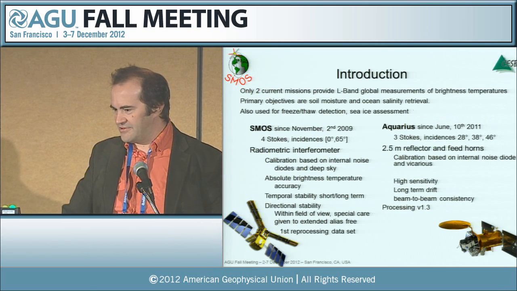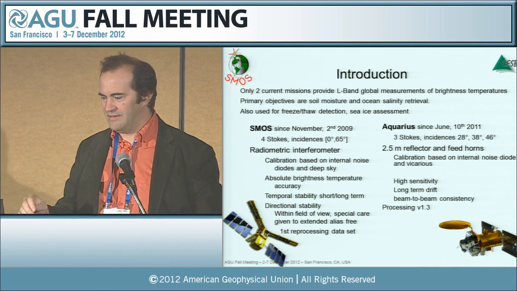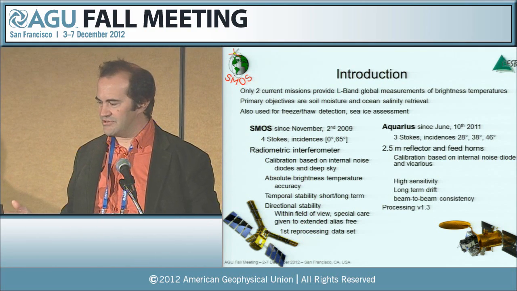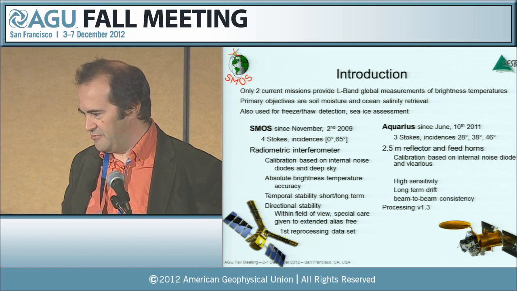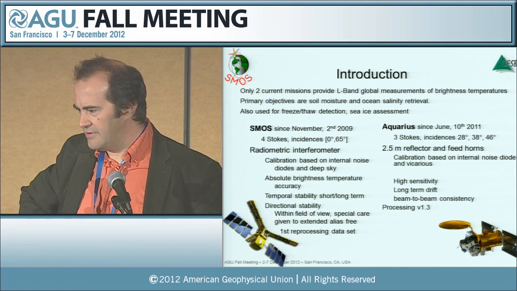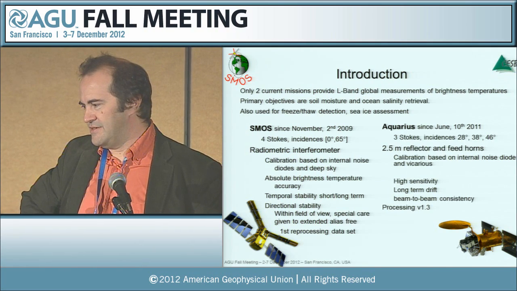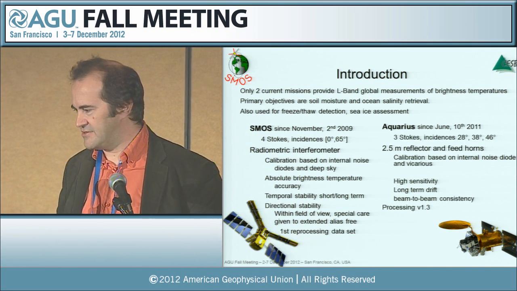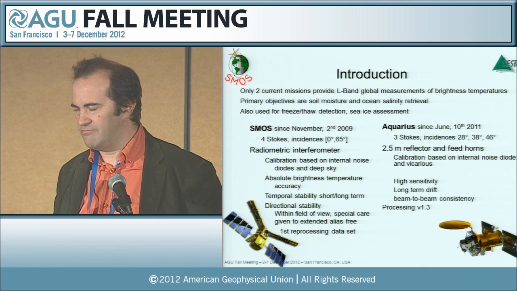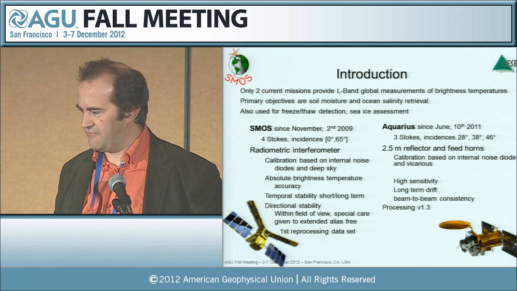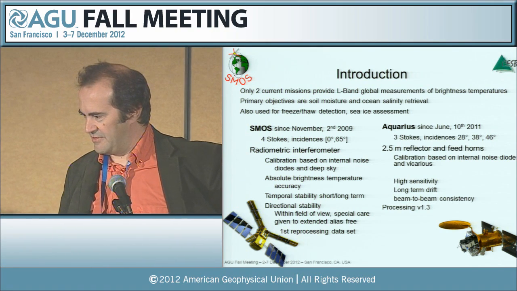So as an introduction, after the nice presentation of Gary concerning Aquarius, I just want to underline here that we have only currently 2 missions that provide global measurements of L-band brightness temperature, and that would be a pity not to compare them one to the other. Of course, the primary objectives of both missions are using brightness temperature for high-level products such as soil moisture and ocean salinity retrieval, as you know perfectly, but they also are used for other fancy things such as freeze-thaw detection and sea ice thickness and presence assessment.